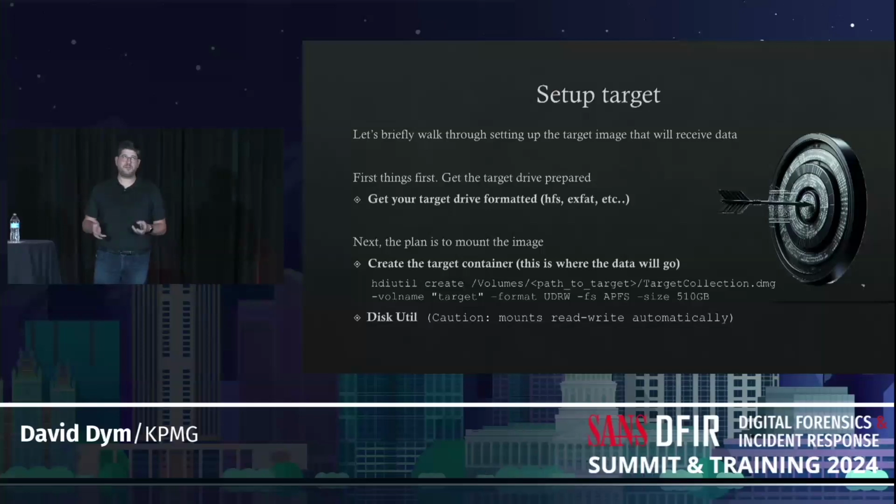So then you're going to create a target container. When I'm talking about a target image, it's a sparse image or a DMG. And you're going to create that on the external drive that you have mounted. You could use hdiutil create, or you can just do it with Disk Utility. It doesn't really matter. It just needs to be mounted after you've created it, mounted read-write.